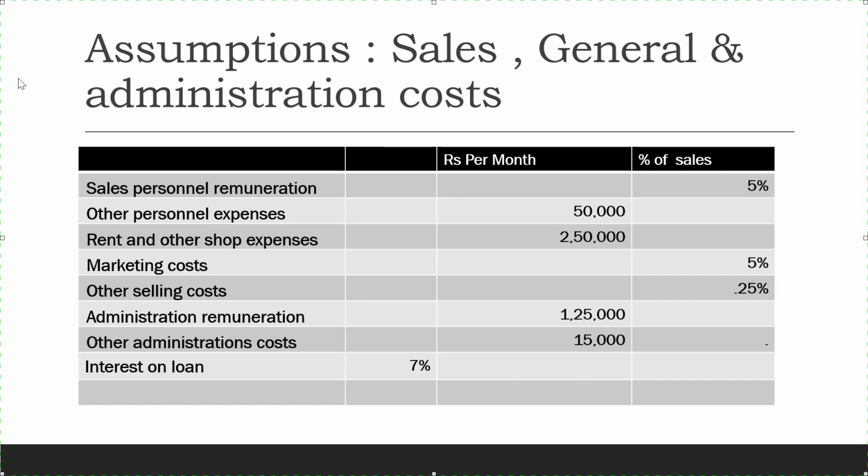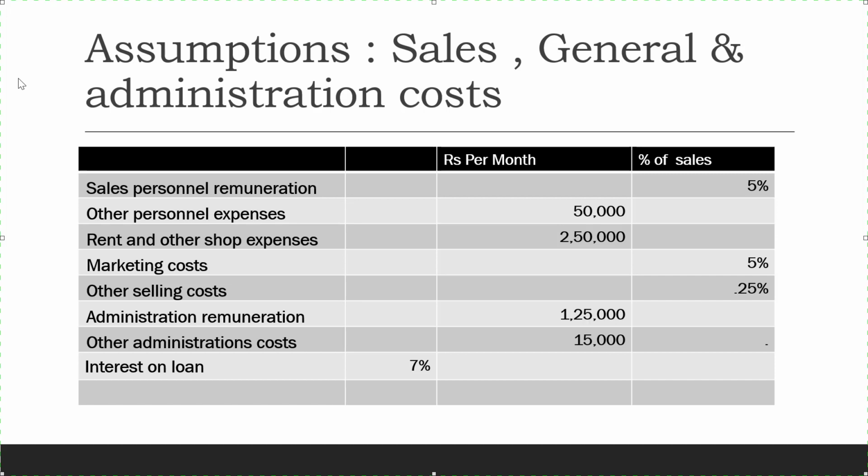Other personnel expenses are going to be 50,000 per month. For other people I require, I kept a rough figure of 50,000 rupees. Rent and other shop expenses are 2,50,000. I'm going to pay a rent of 2,00,000 rupees plus 50,000 for the place where I'm going to manufacture all these equipments, and a shop where I'm going to have a showroom or an outlet. Marketing costs are going to be 5%, same as sales. I'm going to make outdoor advertisements, or maybe in radio, newspaper, print media, whatever, so I'm going to spend 5%.